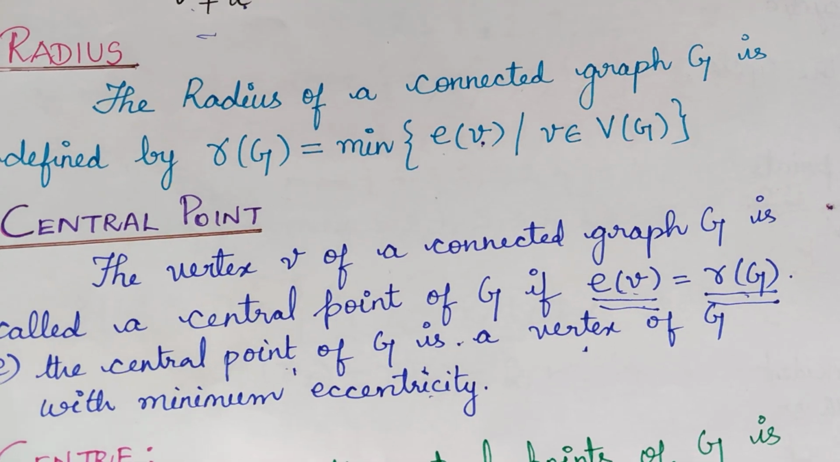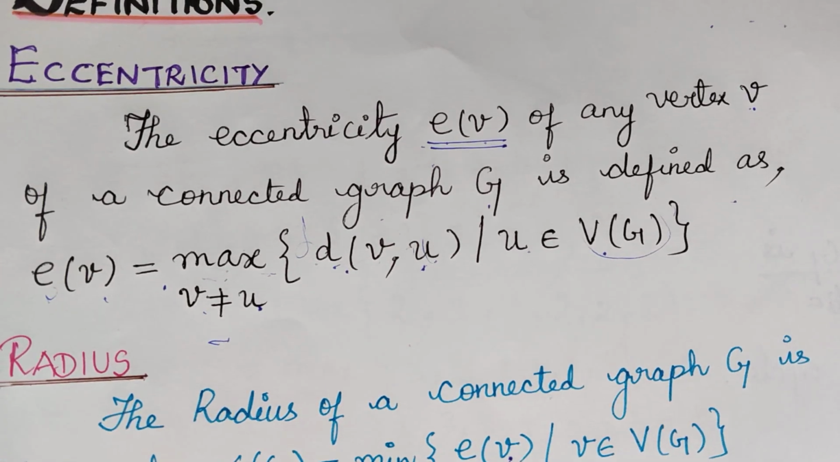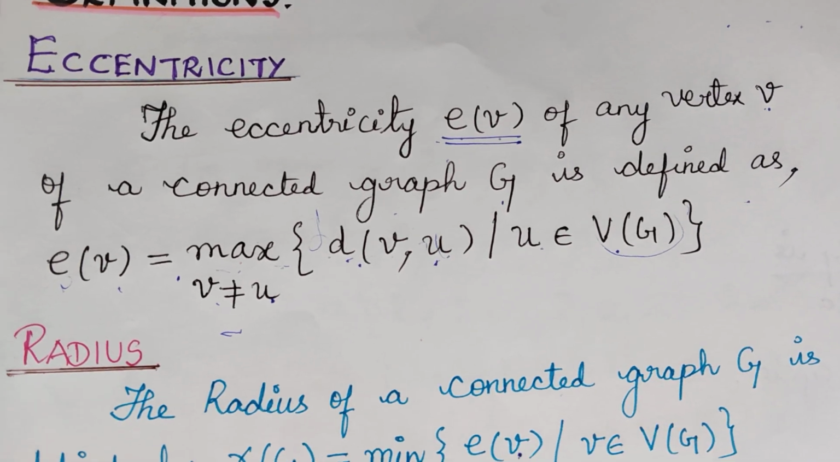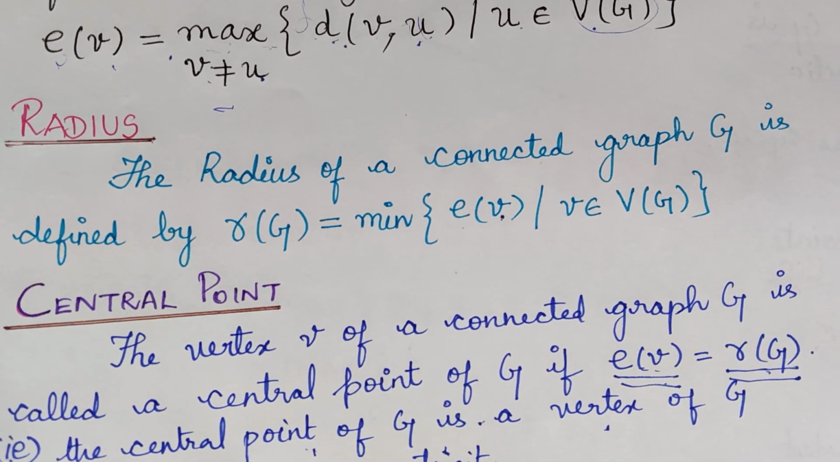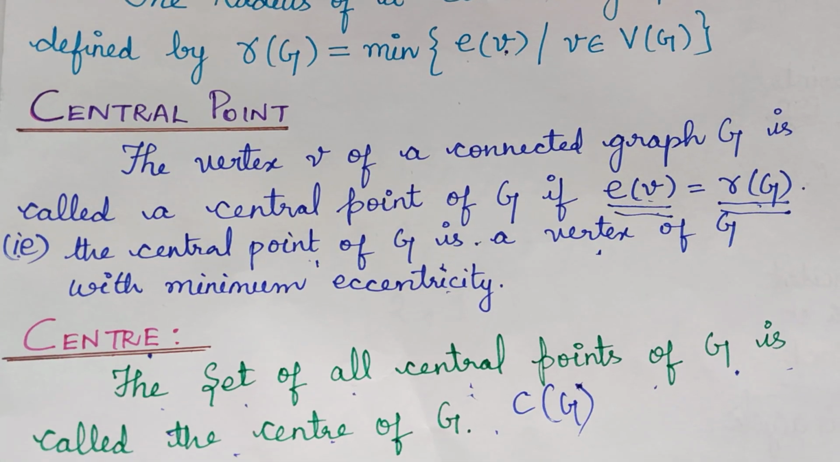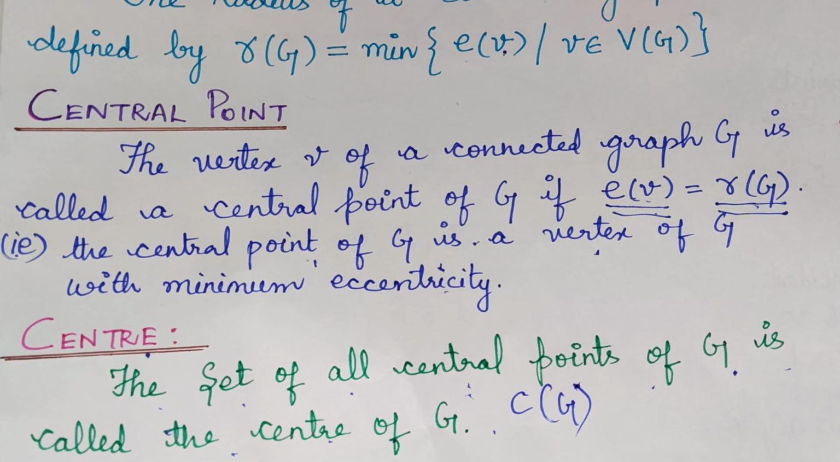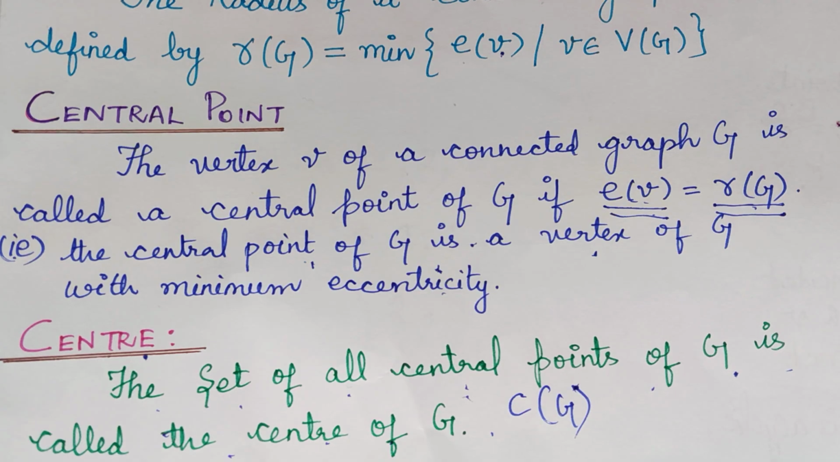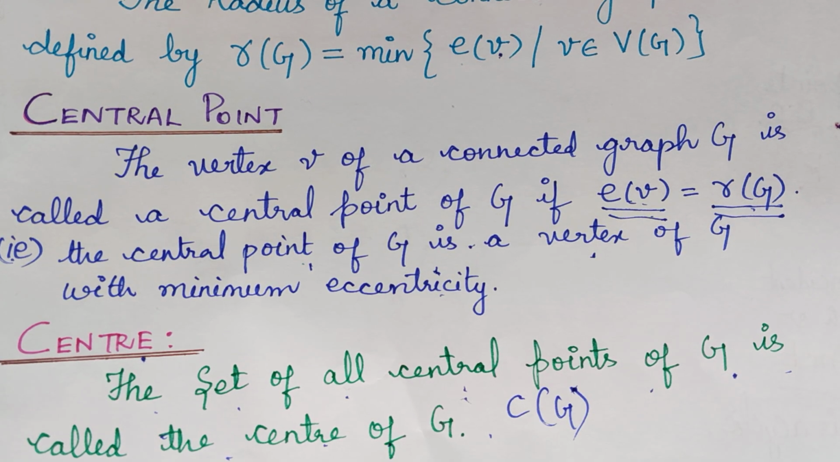I hope you have understood all these 4 definitions. First we learnt about eccentricity, radius, and then central point. And using all these concepts, we have found the center of a graph G, which is represented as C of G. We will consider one more example in order to understand this better.